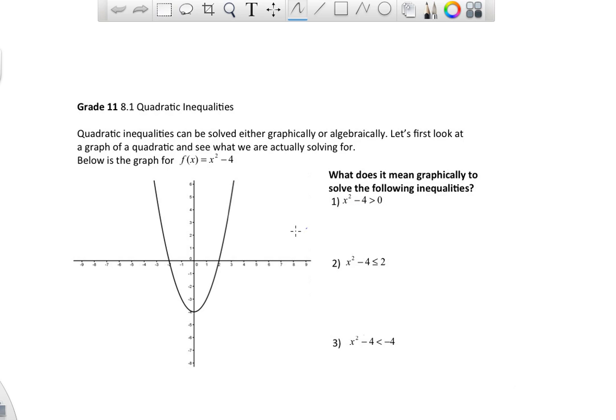So what does it mean graphically to solve the following inequalities? What does it mean if I said x squared minus 4 has to be greater than 4? Sorry, it has to be greater than 0. So greater than 0 means greater than this line, and that's the x-axis, right? So what we're looking for is when is our quadratic greater than 0? When is it above? That would be starting around here and around there, and those are our x-intercepts.